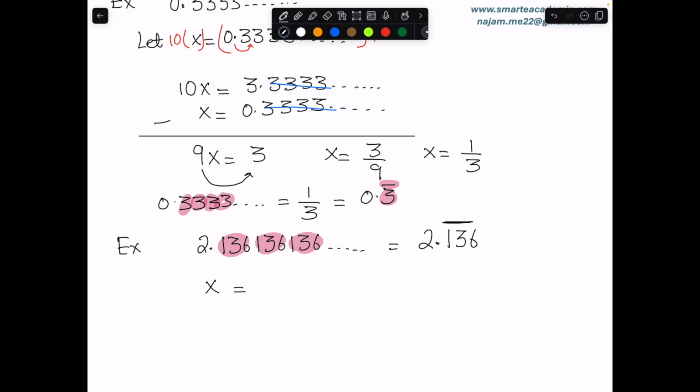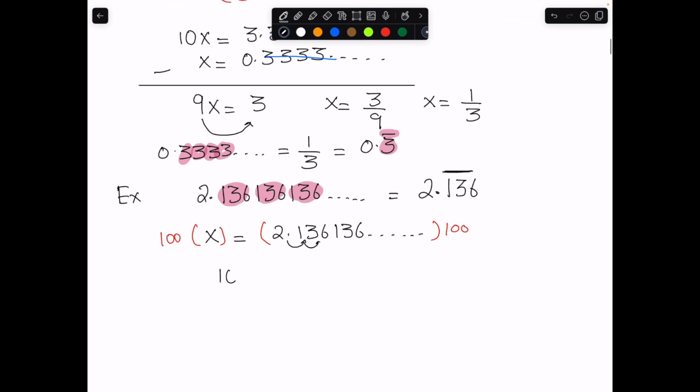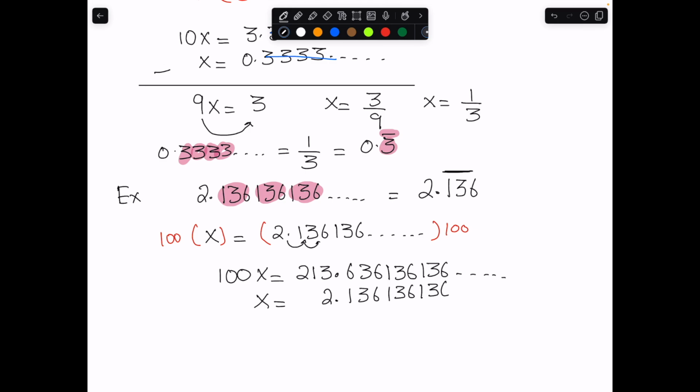Similarly, I can suppose this is my x, 2.136, 136, and so on. Now, instead of multiplying by 10, I will multiply both sides by 100, and you will see why. When I multiply by 100, I know my decimal will move 2 units to the right. So my 100x will basically turn out to be 213.6, 136, 136, and so on. The only thing is that my decimal moved 2 digits to the right. Similarly, I know my x was equal to 2.136, 136, 136. I'm writing it so that my decimals line up.